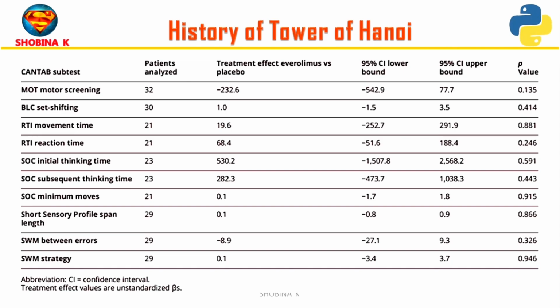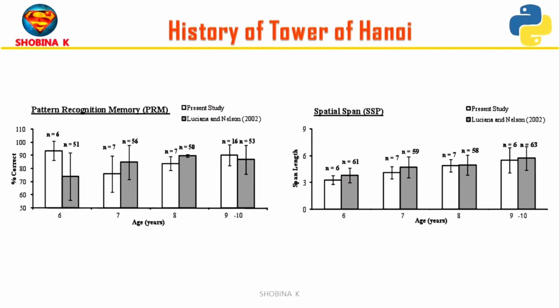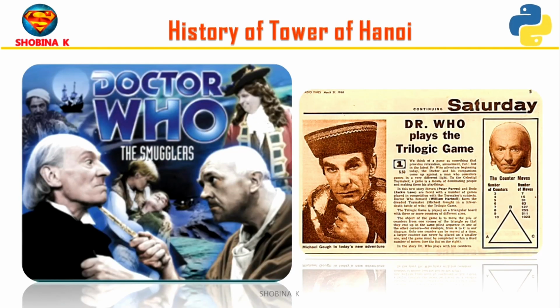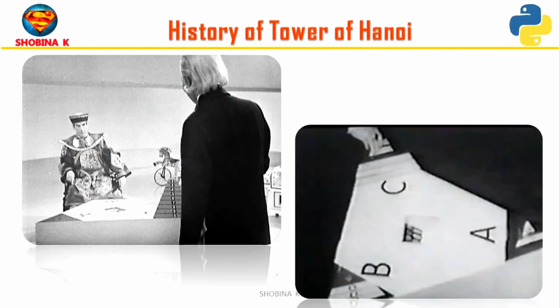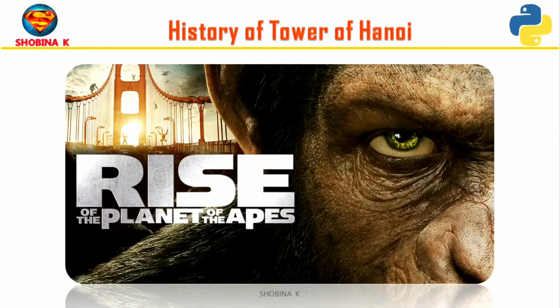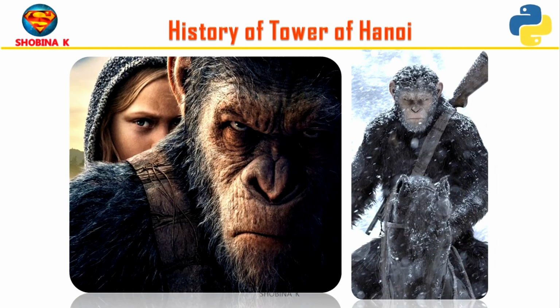It eventually became included in the Cambridge Neuropsychological Test Automated Battery, developed in the 1980s to measure memory, attention, reaction time, decision making, and response control. The Tower of Hanoi has also had a prominent role in pop culture and video games. Most notably, in a 1966 episode of Doctor Who, the Doctor was forced to play a mind-numbing 1023-move Tower of Hanoi puzzle called the Trilogic Game. In the 2011 blockbuster movie Rise of the Planet of the Apes, the Tower of Hanoi problem was featured as an intelligence test for the apes.